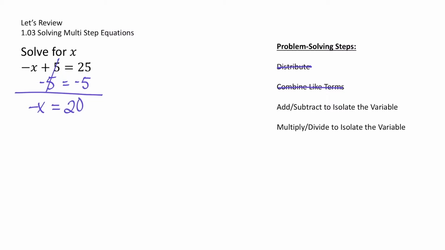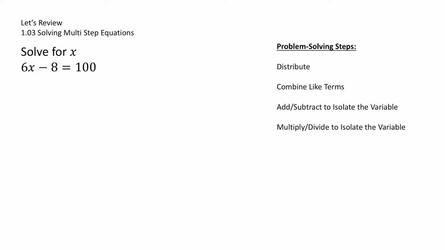Well, here's the kind of tricky part. Negative x equals 20 looks like the variable is by itself, but it's actually not totally by itself. That is because there is this negative 1 in front of x that we actually have to divide from both sides to truly get x by itself. So we'll have x equals 20 divided by negative 1, which is negative 20.